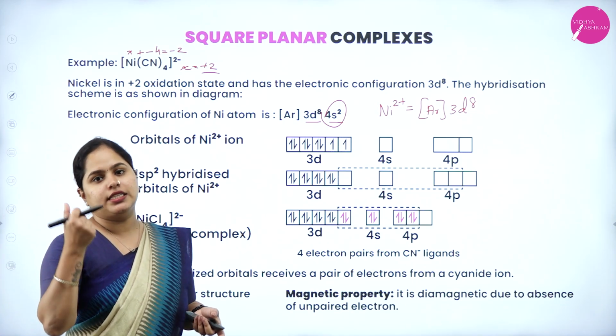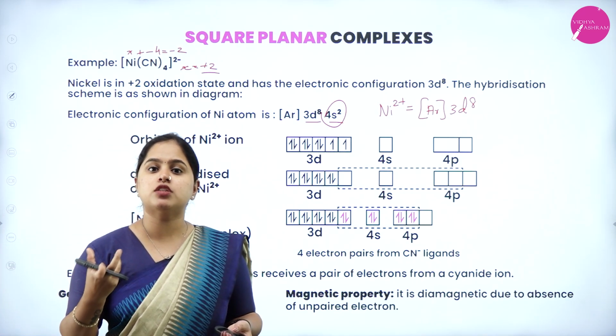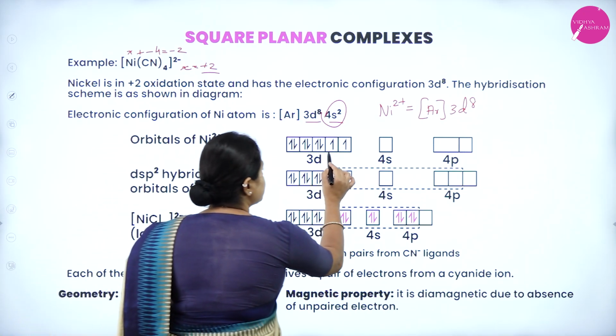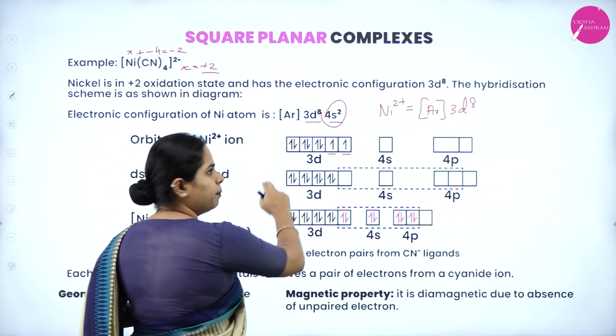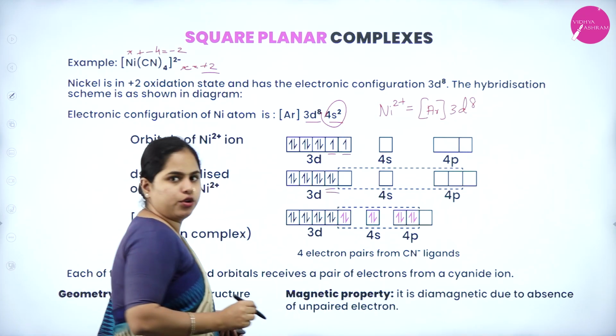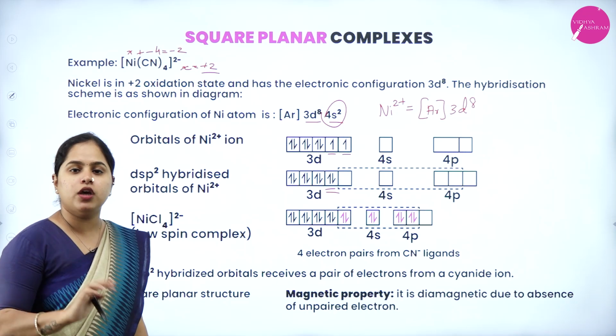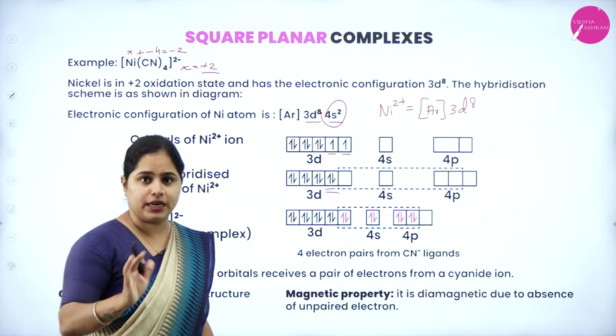So what happens? I mentioned it is a strong ligand, so what will happen? Yes, the electrons will start pairing up. These 2 electrons are unpaired. These 2 will pair up. So that pairing up is what you can see here. Right. Now, what is the coordination number? It is 4. So, how many orbitals do I require? I require 4 orbitals, right?